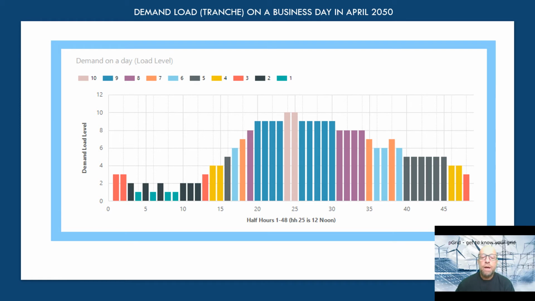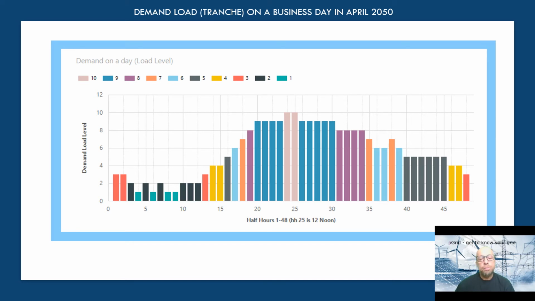pGrid works in half hours. You can always look at data in half hours. This is a business day in April in 2050. This is actually just a graph of the load level. And so you see the tranche numbers along the top. This was an analysis where we used deciles, so 10 levels of load. And it just happens to be a day where you've got the lowest level of load in the middle of the night, in the early morning, and the highest level of load in the middle of the day. It shows you what's going on, and you can run this for any day of any month, weekend or weekday.